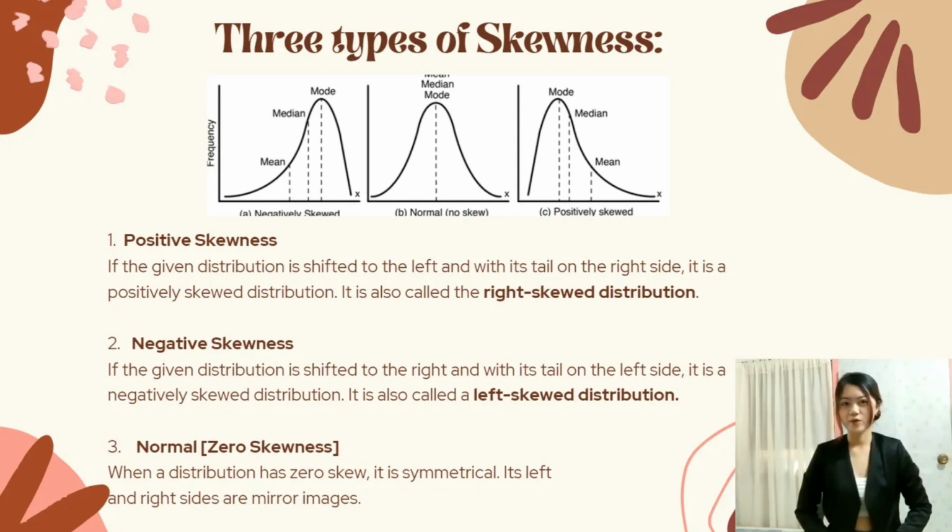Then we have the normal or zero skewness. When a distribution has zero skew, it is symmetrical. Its left and right sides are mirror images. Normal distributions have zero skew, but they are not the only distribution with zero skew. A symmetrical distribution, such as a uniform distribution or some bimodal, or we can call that a two-peak distribution, will also have zero skew.